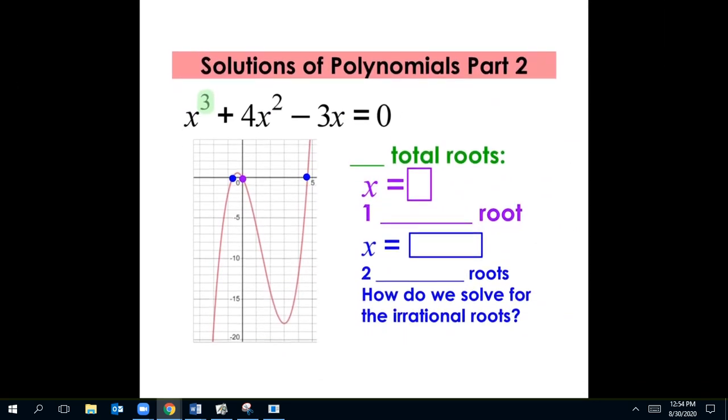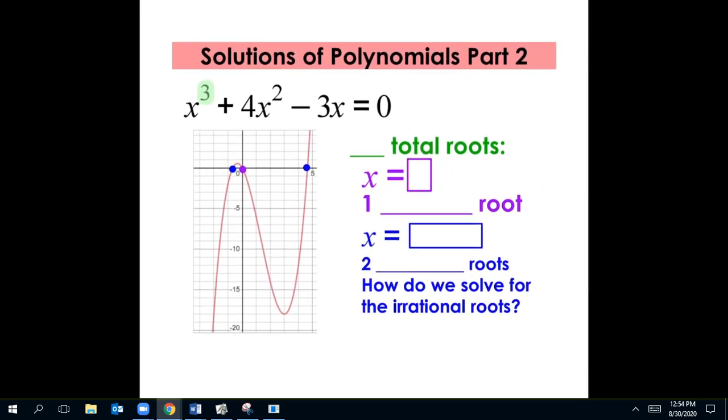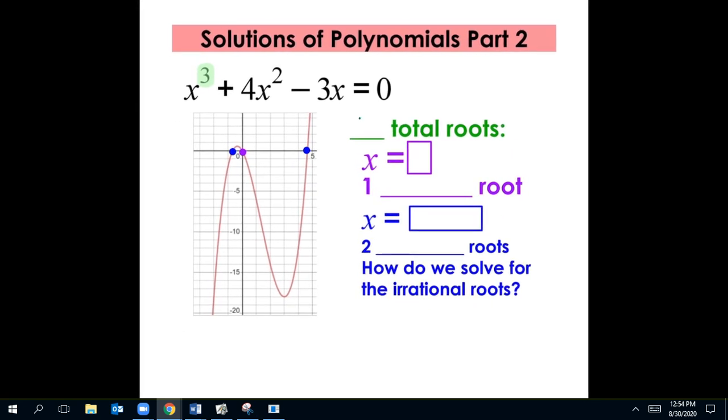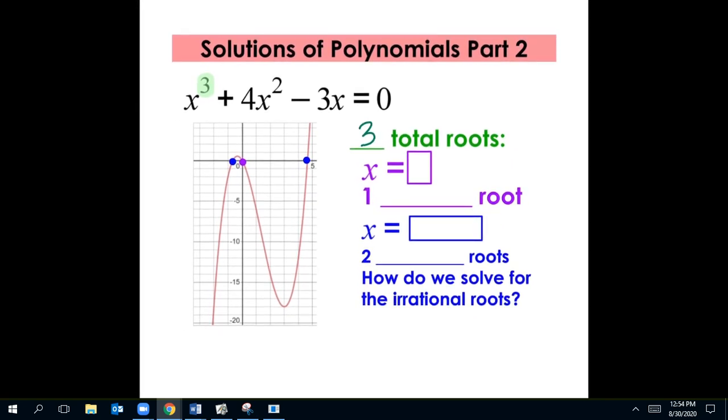Let's try to solve it. First we know there's going to be 3 total roots, and we already know by looking at the graph that x equals 0. That's our one rational root. But if you look at that graph, it's hard to tell what the exact value for the other two zeros is. And so what I want to try is, let's try factoring.